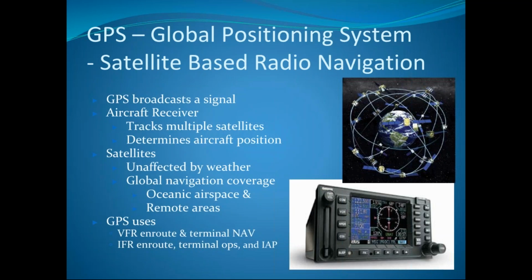So GPS is the next type of satellite-based radio navigation. Counting on my fingers, we're at number 3 here. GPS broadcasts a signal. So these satellites that are circling the globe broadcast a signal. The aircraft receiver tracks multiple satellites to determine the aircraft position.